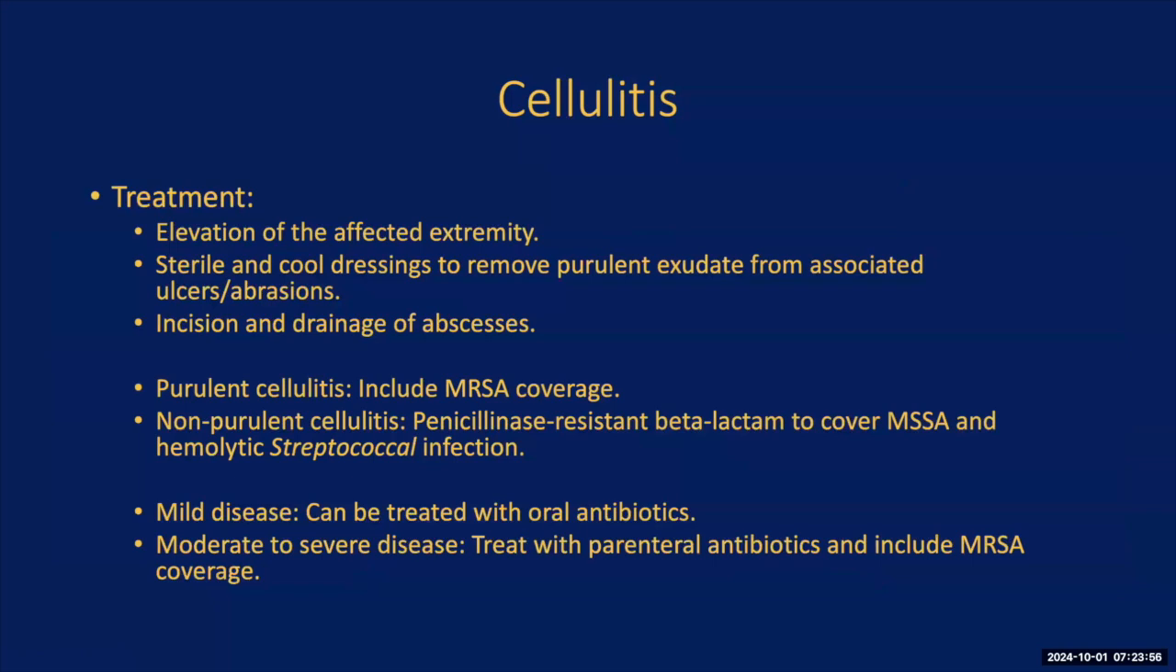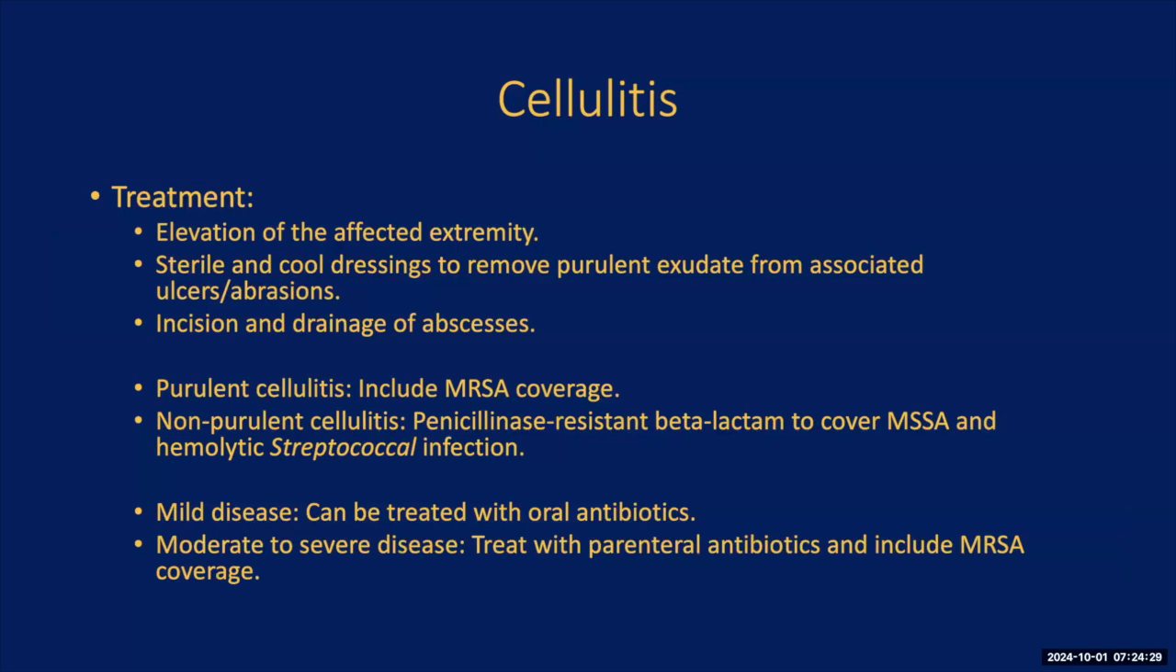So how do we treat it? Treatment is actually pretty similar to erysipelas. You want to elevate the affected extremity. If there is associated purulence, you want to use sterile and cool dressings to remove that for source control. If there's a large abscess, then incision and drainage is recommended. And then based on the kind of cellulitis you have, and hence the kind of bacteria that may be implicated, determines what kind of antibiotic you use.